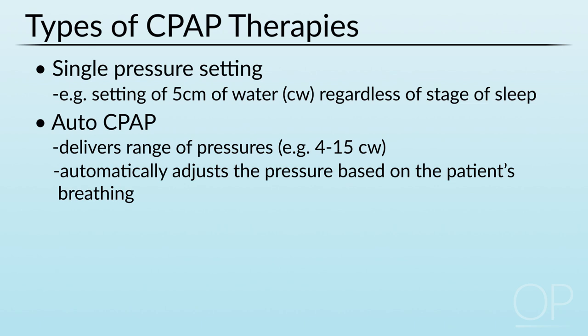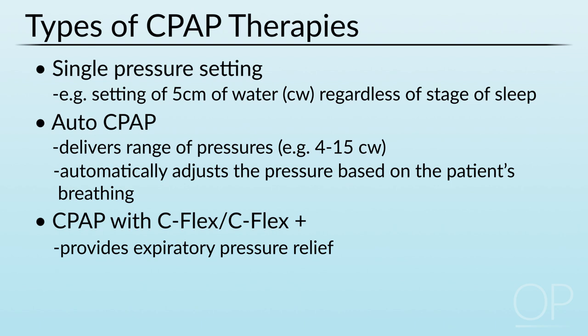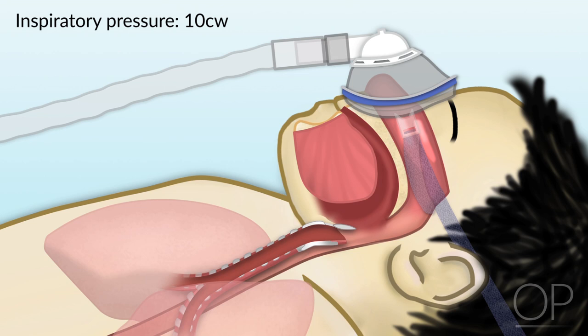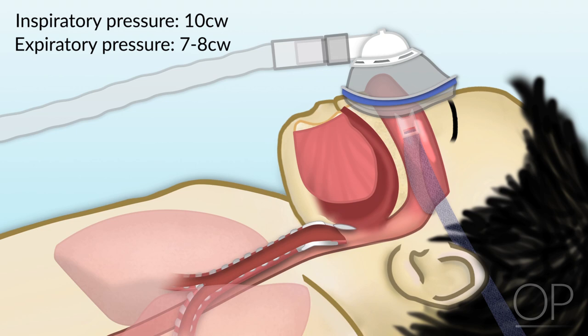And CPAP with C-Flex or C-Flex Plus, these are mechanisms like expiratory pressure relief. For example, when you apply CPAP 10 to 15, it's pretty high pressure for a child. So you're breathing in with that pressure of 10 centimeters and you're breathing out against 10 centimeters. And sometimes it can be very uncomfortable. By using this pressure relief, the companies have come up with an algorithm, a relief of 1, 2, and 3. It doesn't necessarily correlate with the degree of centimeters of water pressure, but it does drop your expiratory pressure to a certain extent. If it was 10, maybe like 8 or 7, so that your breathing is much smoother and against less resistance.